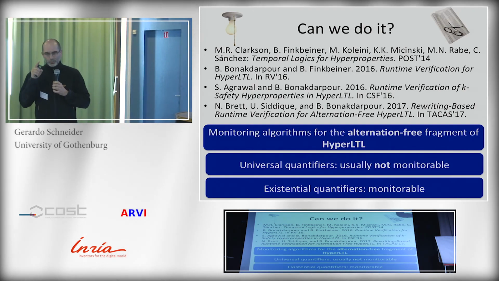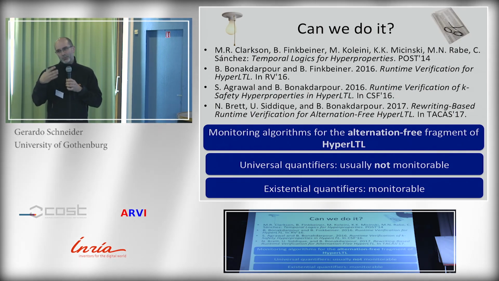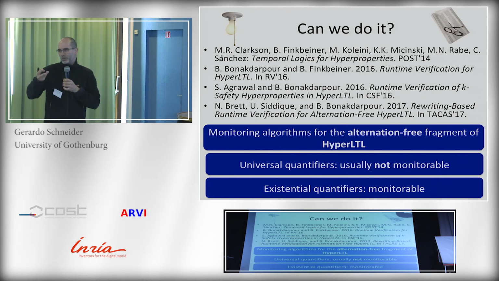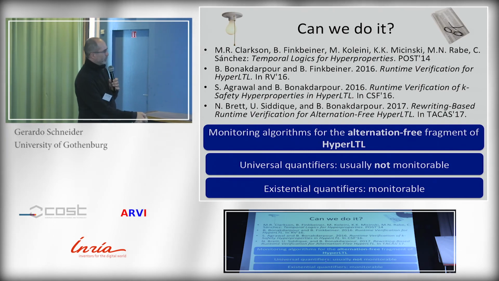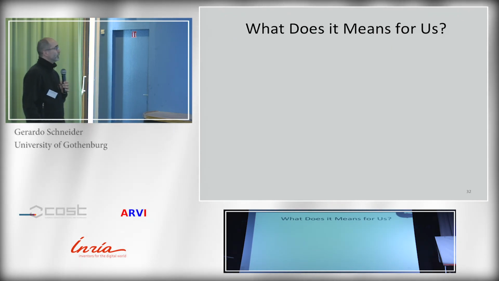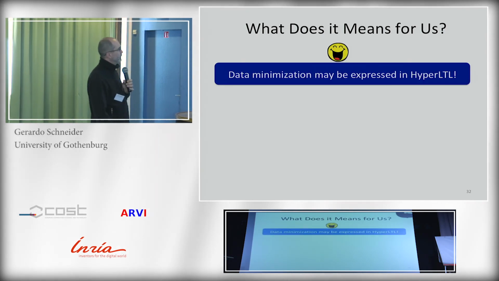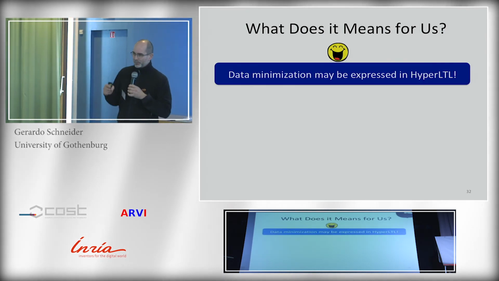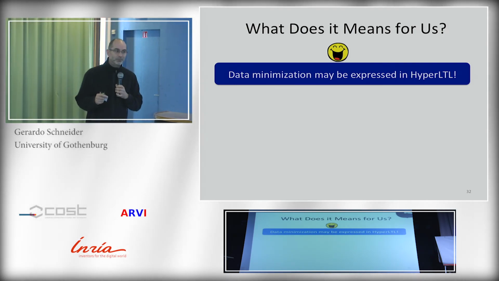Regarding monitorability, if you only have for all, you cannot monitor for that, but you can monitor for the negation. But this is not a problem. If you want to monitor for something, you can negate the formula and monitor for violation. So it's okay, but it's important to see that if you give me a for all, in general, I will not be able to monitor that. Okay, that's nice. So what is the impact it has on our research? Well, that's great. Data minimization, indeed, is a hyperproperty. You can write it in HyperLTL, so that's good.